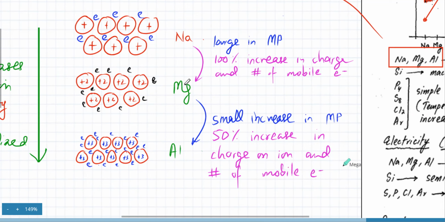So, which is why the jump is less significant between Mg and Al, and it's way more significant between Na and Mg. The strength in metallic bonds almost doubles when you move from Na to Mg. There's a 100% increase. But when you move from Mg to Al, the difference in relative terms is not that much. It's only a 50% increase now.